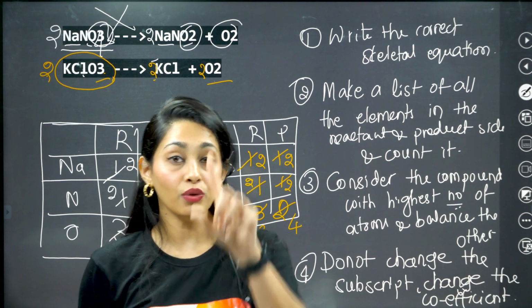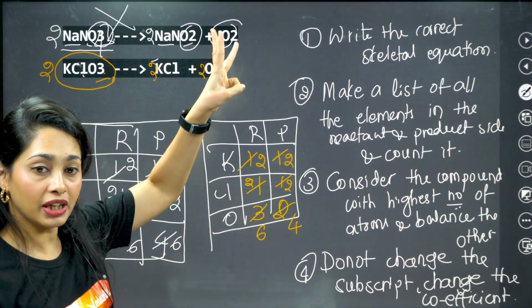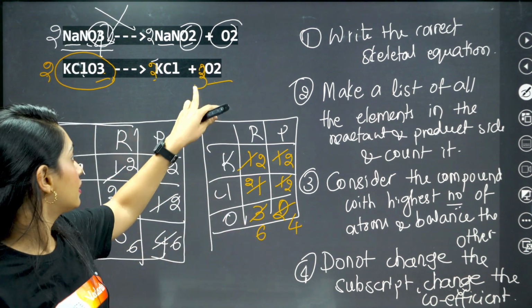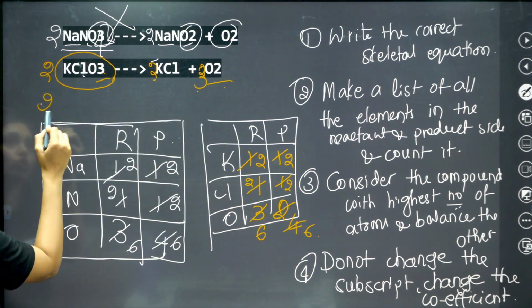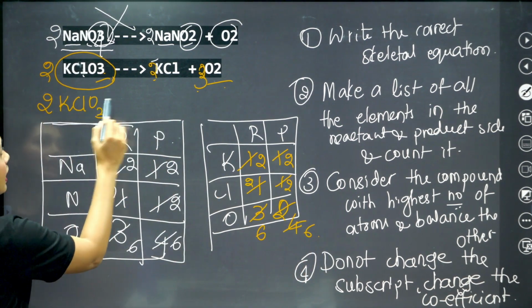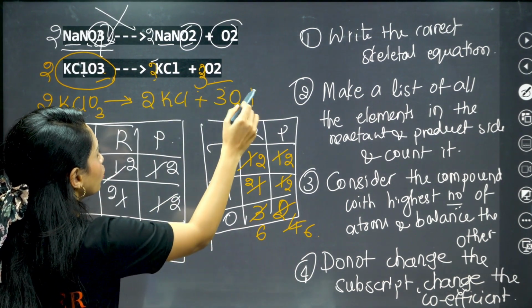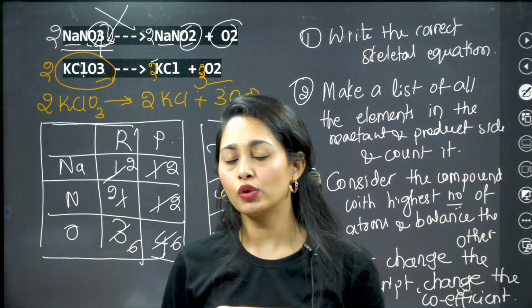So what do we need to do? We need to multiply oxygen by 3. What is going to happen? 3 2s are 6. Everything is balanced. So 2 KClO3 gives 2 KCl plus 3O2. This is the balanced chemical equation.